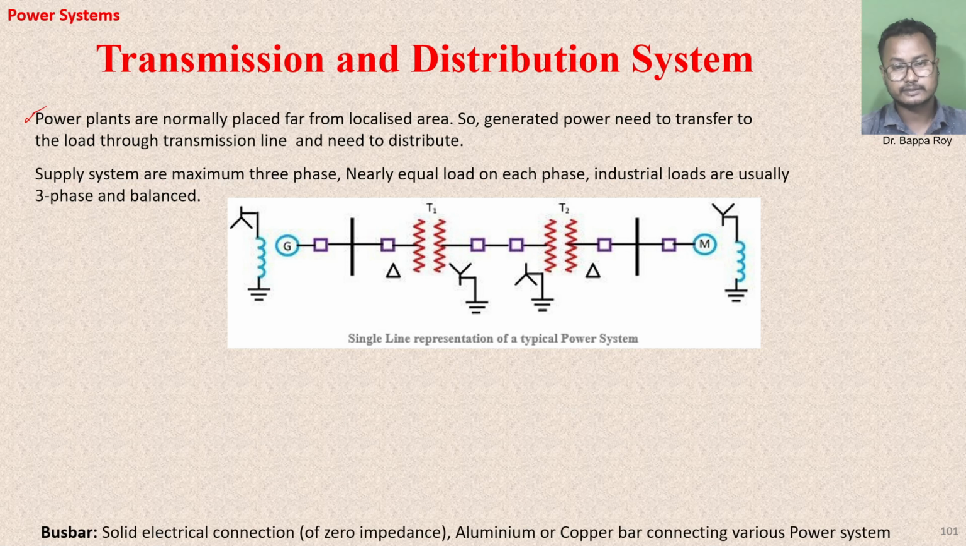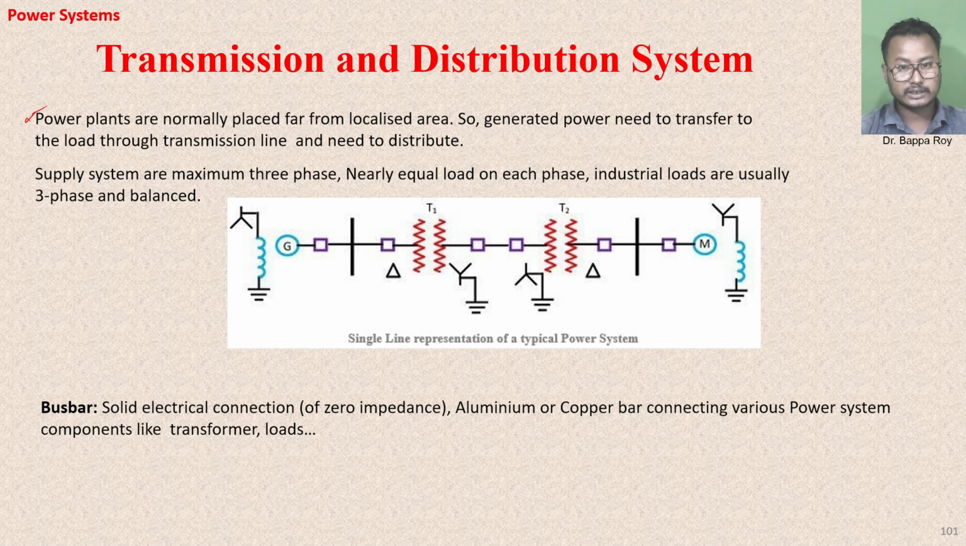Bus bar. This is also an important thing here. These are the bus bars here, this and this two are the bus bars. They are solid electrical connections of zero impedance, aluminum or copper bars connecting various power system components like transformers and loads, and all the components are connected to it. These are the bus bars.